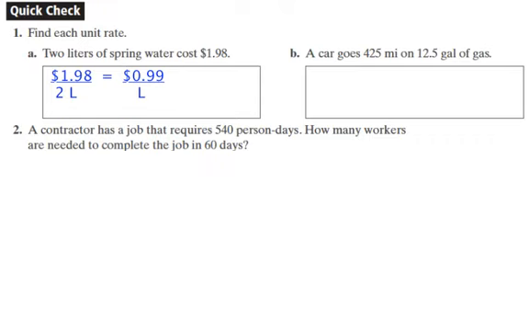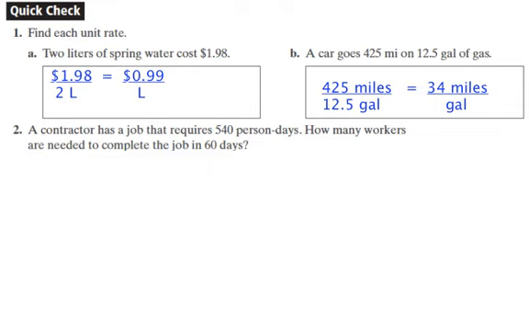For 1B, a car goes 425 miles on 12.5 gallons of gas. We're trying to figure out how many miles per gallon the car can travel. We're going to take 425 miles over 12.5 gallons. 425 divided by 12.5 is 34 miles per gallon.